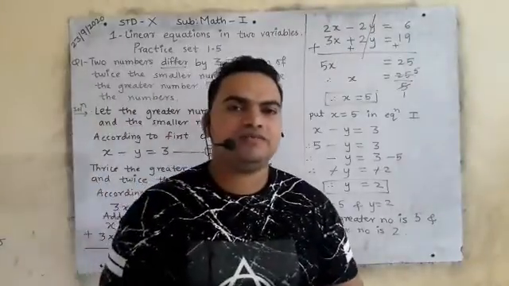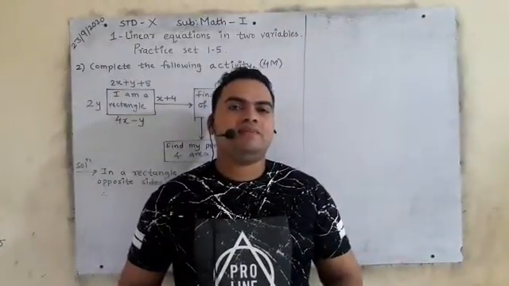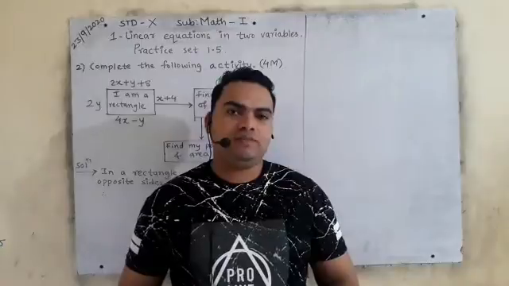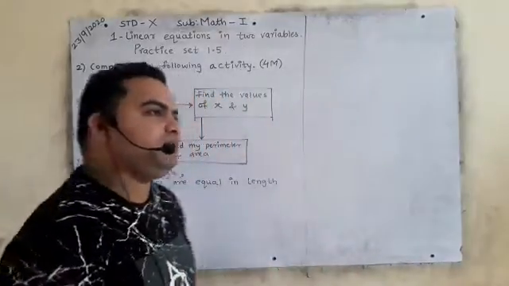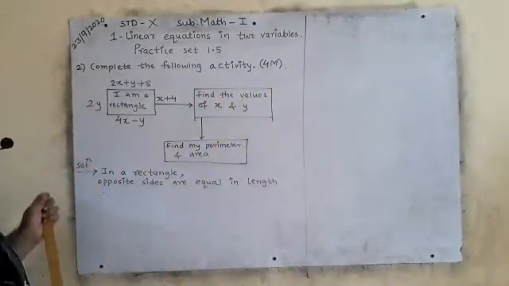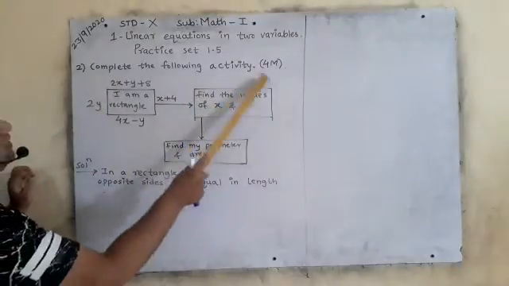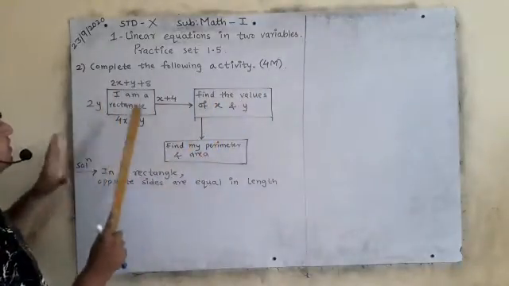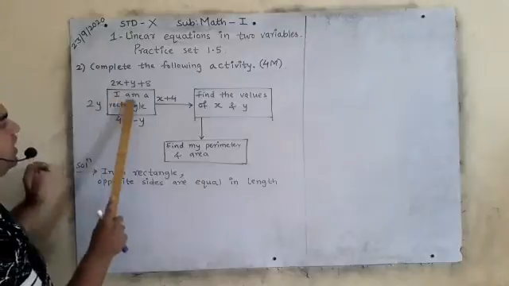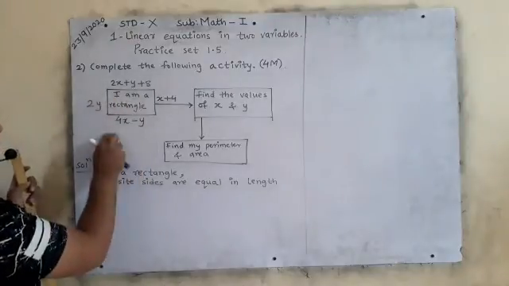I hope you understood. Dear students, now we will see practice set 1.5 question number 2. Please look at the board. It is activity based for 4 marks. Very important question. Okay, now see, complete the following activity, 4 marks. Can you see something is written inside this box? I am a rectangle. It means it is a rectangle.